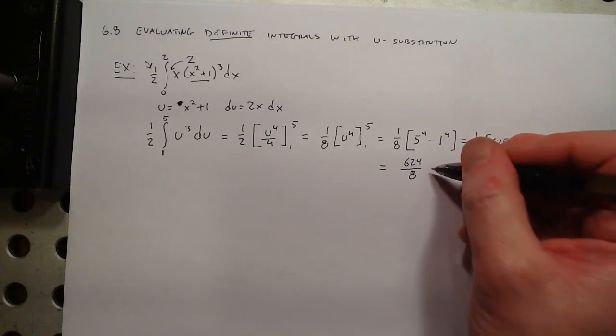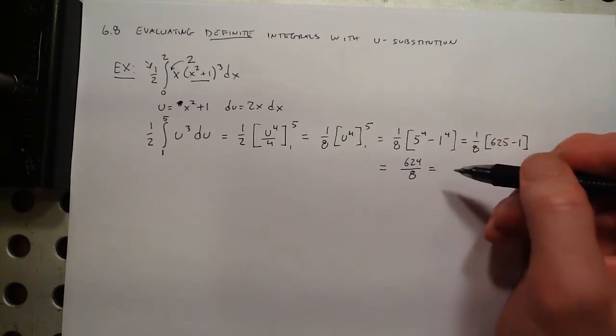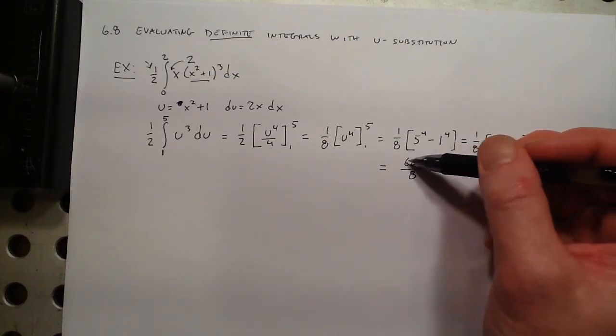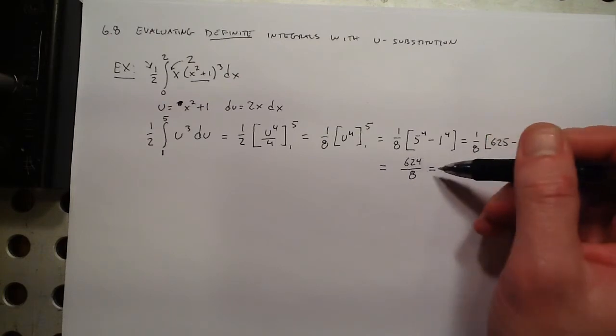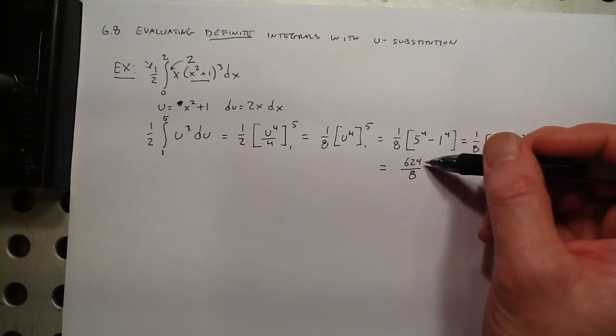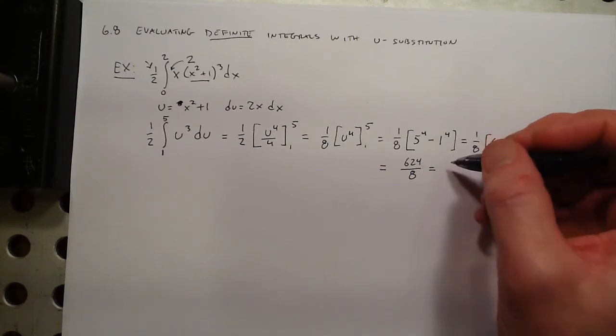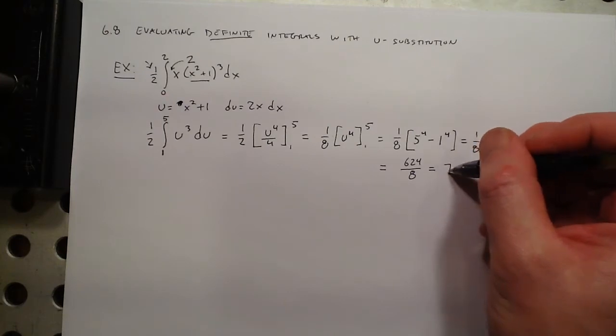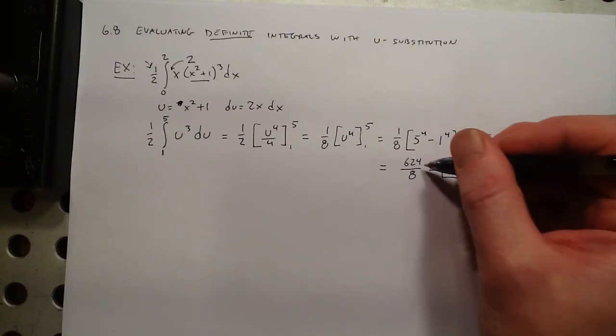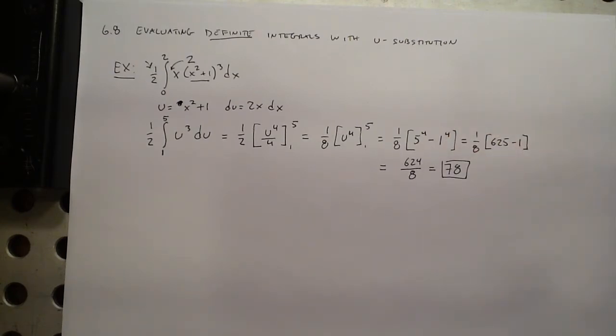And I think those are both divisible by 4, it looks like. 600 divided by 4 is 150, so 156. Oh, maybe they're both divisible by 8. 156, so 78, I think. You can check that, but I think that's equal to 78.